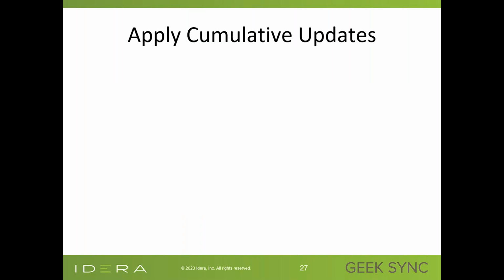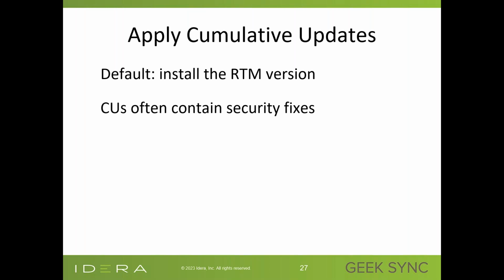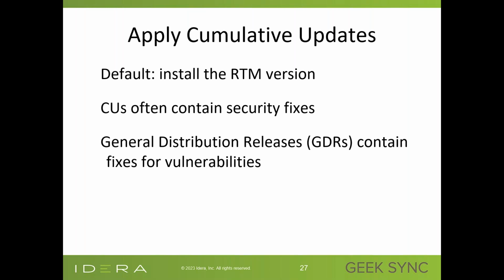I also cannot strongly recommend enough to apply cumulative updates. By default, it installs an RTM version, release to manufacturing, I think that stands for, but the cumulative updates, which I'll call CUs, often contain security fixes. And sometimes in between the CUs, there are these general distribution releases, GDRs, which contain fixes for vulnerabilities.